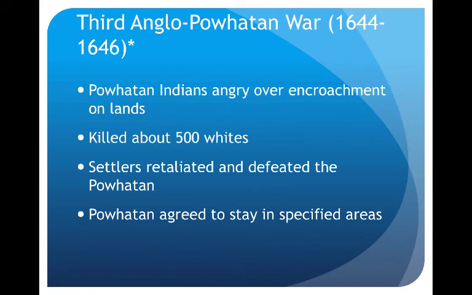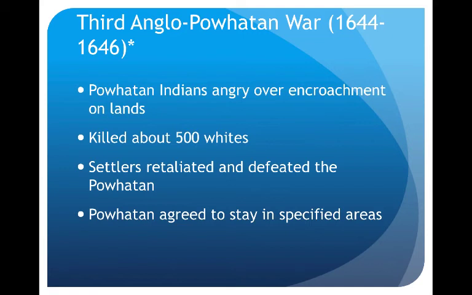After 30 years of peace, a coalition of Native Americans decided to fight back against this encroachment, and they launched an attack and ultimately killed about 500 whites. At the time, the population of Virginia was only about 8,000, so 500 casualties is 1/16 of the population of the colony, which means 1 in 16 people dies. It's a safe bet that everybody knows at least one person, probably multiple people, who were killed.